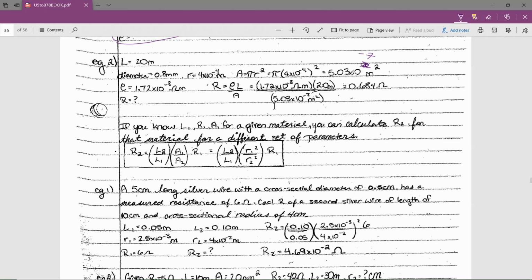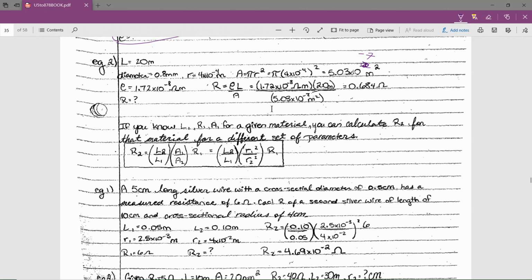So we want to get the resistance. The resistance is rho L over A. So 1.72 by 10 to the minus 8 times 20 divided by 5.03 by 10 to the minus 7, and you get 0.684 ohms. So those are some straight calculations. You're given 3 of the 4 parameters and you get the 4th.